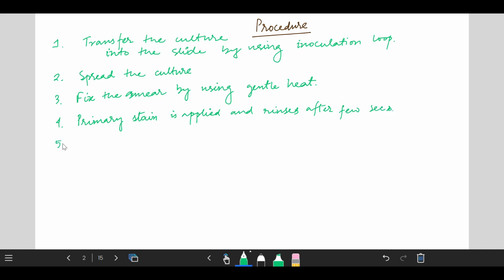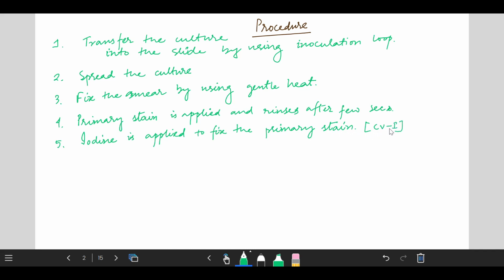Okay. And in the fifth step, we use iodine solution to fix the dye or primary stain, the crystal violet color. Okay. And after a few seconds, we rinse with water. So iodine is applied to fix the primary color. And it forms a complex that is known as CVI complex or crystal violet iodine complex.